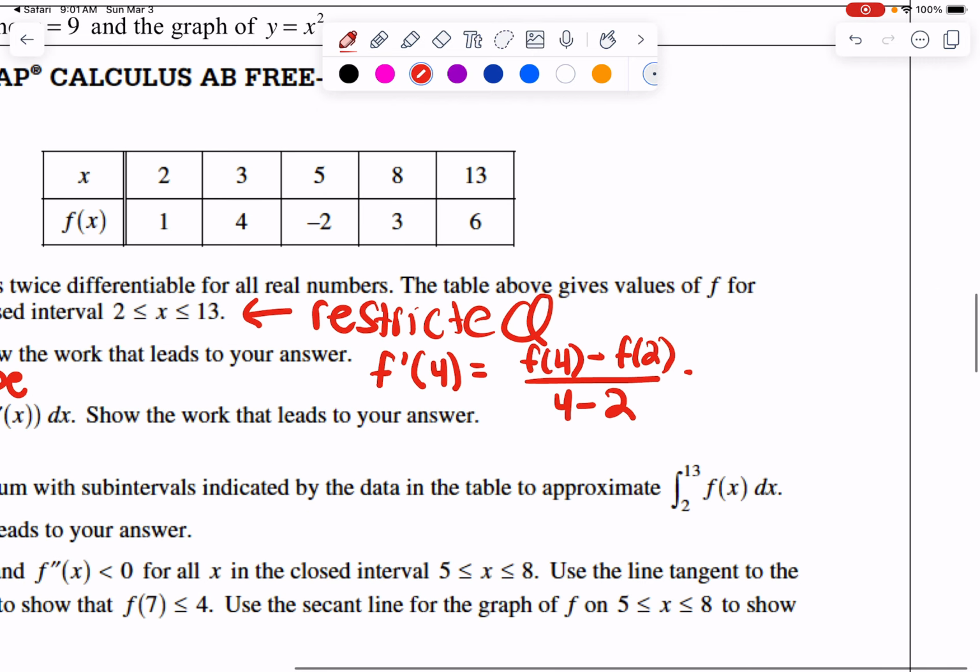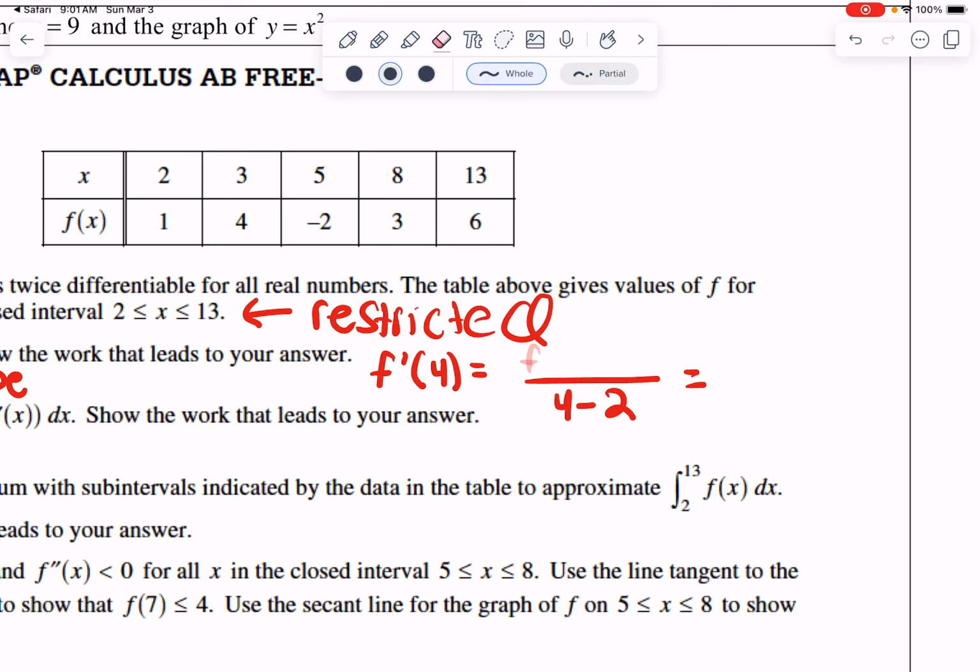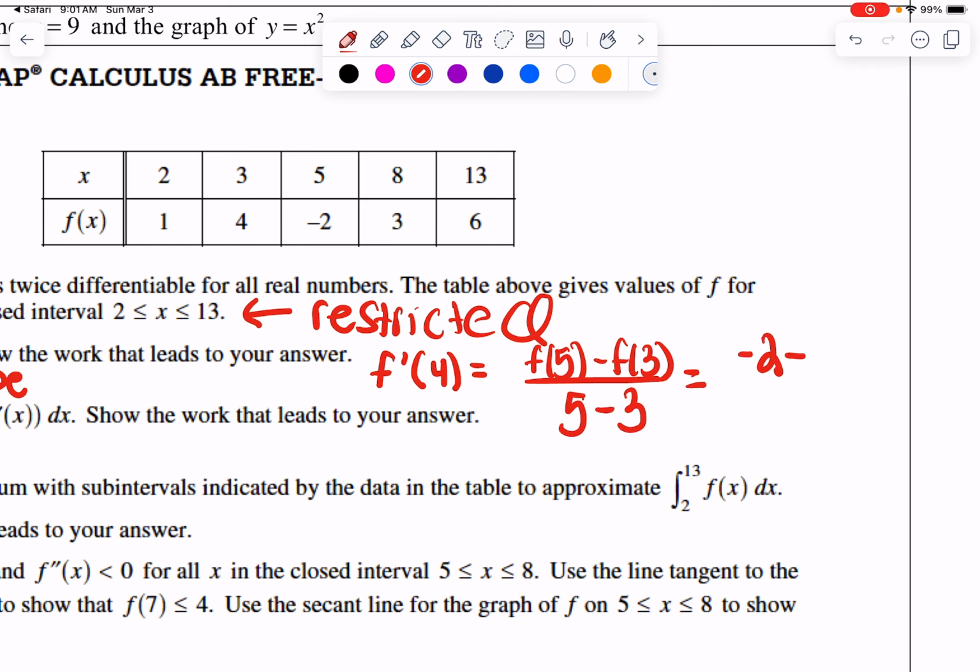And so that would be f of 4. I'm sorry, back up. I was getting confused with that. So if I was trying to estimate f prime of 4, I would do f of 5 minus f of 3. That would give me a good indication. And then do 5 minus 3 on the bottom. Okay. So f of 5 is -2, f of 3 is 4, divided by 2, and so you would get -6 over 2, which is -3. So I estimate it to be like that.